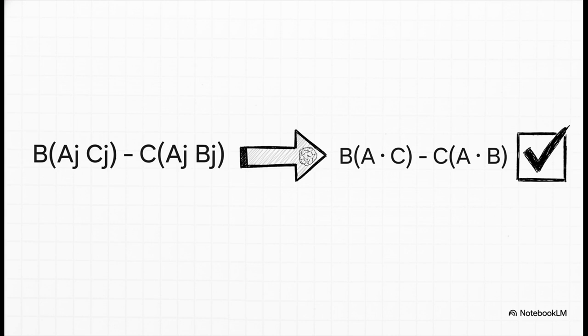So our entire expression for the ith component is B_i times the scalar A dot C minus C_i times the scalar A dot B. This is precisely the ith component of the vector expression B (A dot C) minus C (A dot B). And since we've just shown that the ith components of the left side and the right side are equal for any i, the vectors themselves have to be equal. And just like that, with a few clean lines of systematic algebra, the BAC-CAB rule is proven.